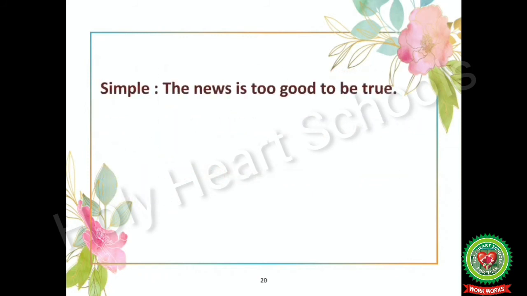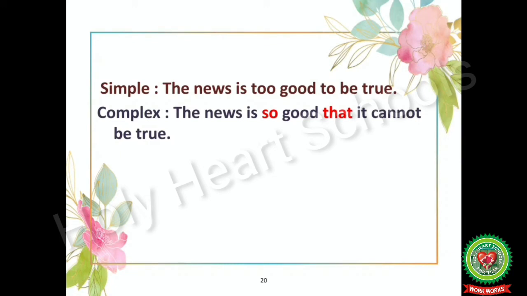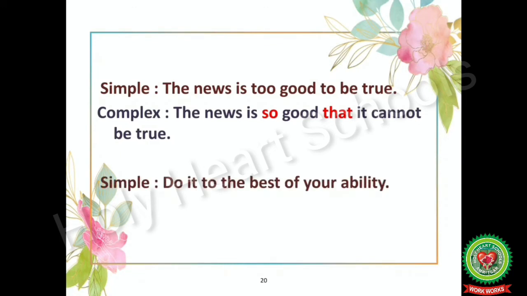Next sentence. The news is too good to be true. Here we will simply change too into so and to into that plus subject plus cannot. So our answer will be, the news is so good that it cannot be true. Next sentence. Do it to the best of your ability. Here we can use the subordinate conjunction as-as and the adverb well. So what will be our answer? Our answer will be, do it as well as you can.